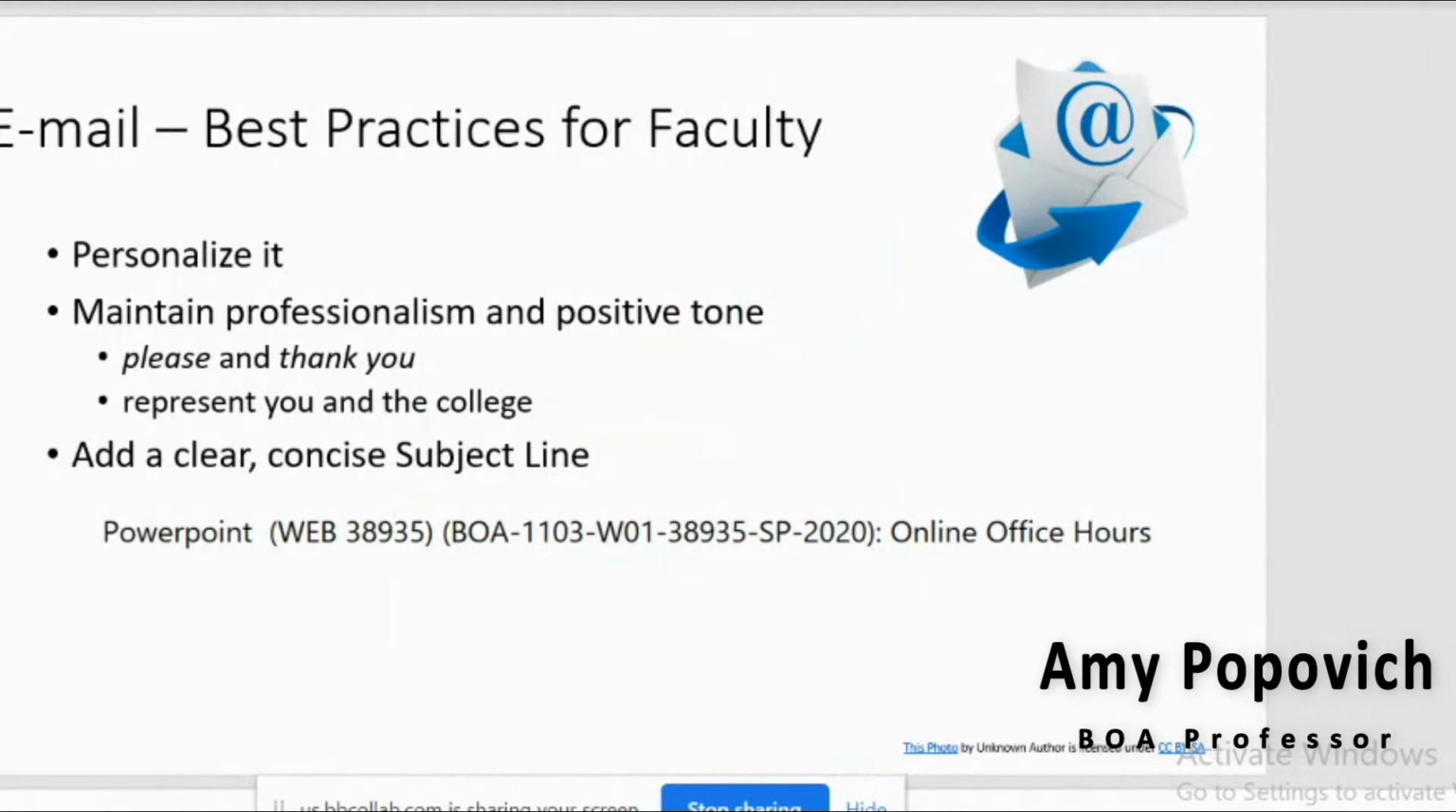So I just have a few email best practices that I think are good for us to remember as faculty members. The first one is to personalize your emails. I know it's very easy to send out mass emails to reach all students, but when possible, I really do try to personalize my emails and ask students how they're doing. A lot of times, from what we've done in the beginning of the course, I know where they work, I know what some of their challenges are, what some of their successes are, and I try to include that to really make them feel that I care about more than just how they're doing in the class. I care about them as people.